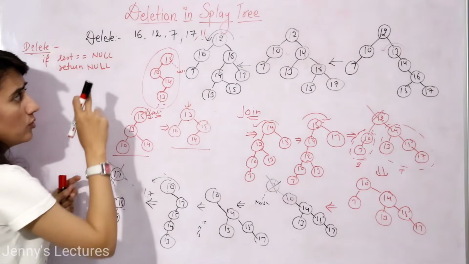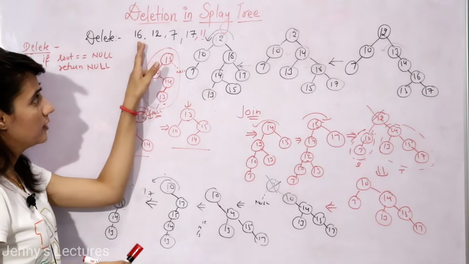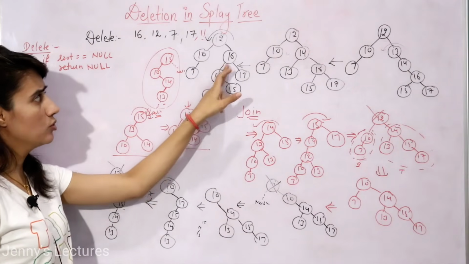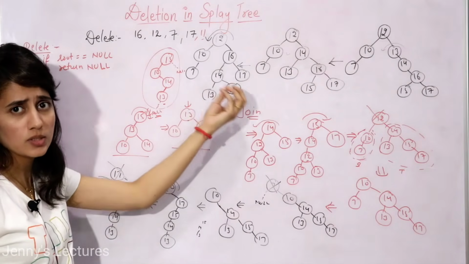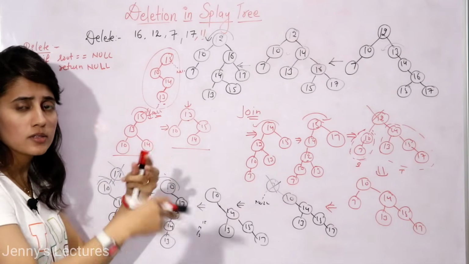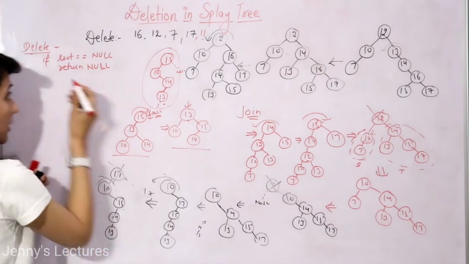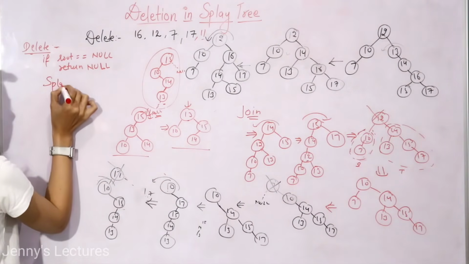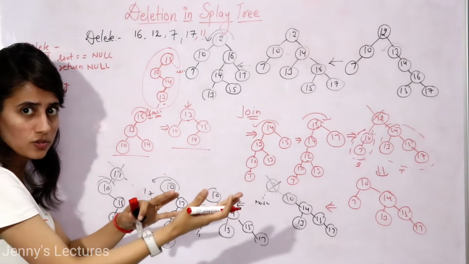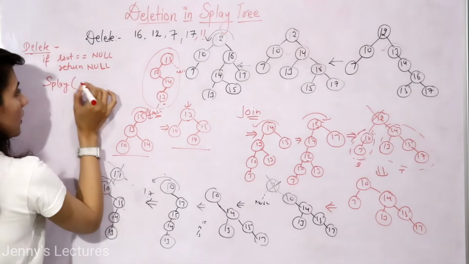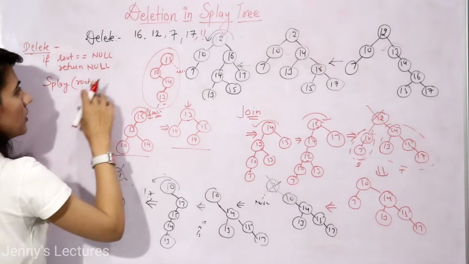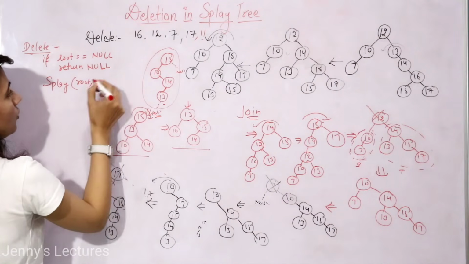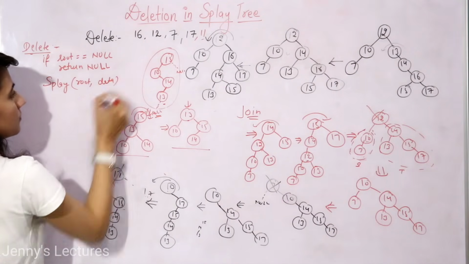Now if the root is not null, see in this case we want to delete 16, the root is not null, we have a tree, so we will splay this tree for 16, right? Obviously we will search for 16, and that we have already discussed in the splaying algorithm. So here I just want to call that splay operation on this tree, or you can say the root of the tree, you can pass t, and the key you want to delete, or you can say the data.